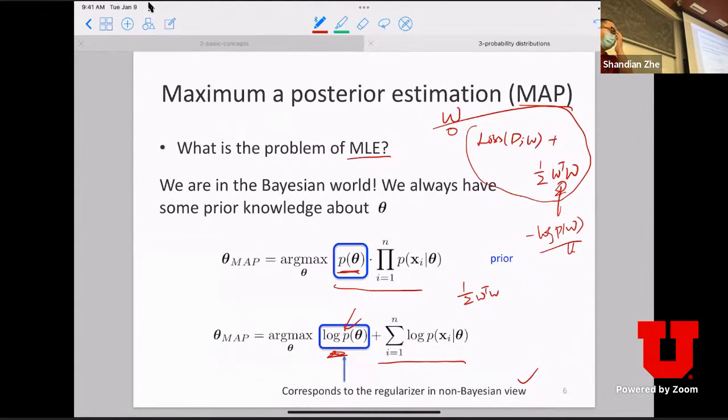Any questions so far? Just like the regularizer that we have in SVM. I'm not clear about how you do regularization through SVM. How do you do that?